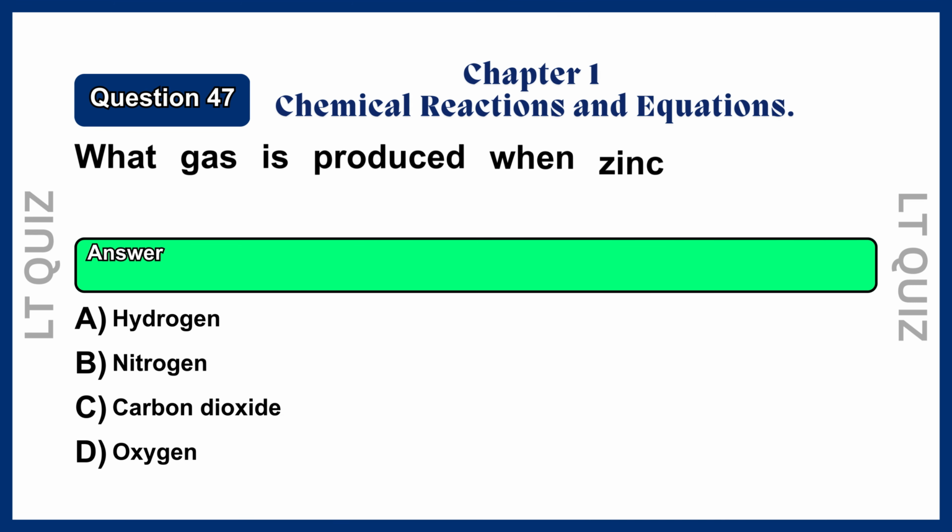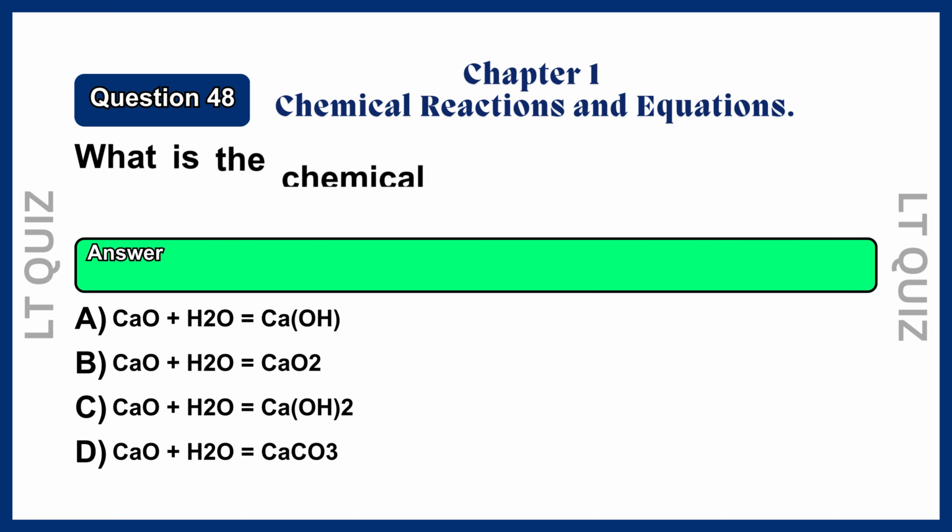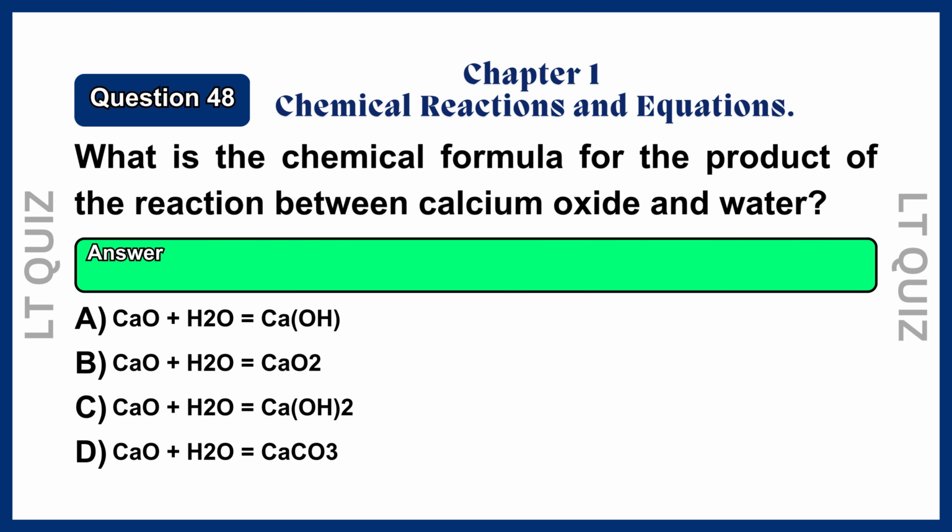What gas is produced when zinc reacts with hydrochloric acid? The correct answer is option A, hydrogen. What is the chemical formula for the product of the reaction between calcium oxide and water? The correct answer is option C.